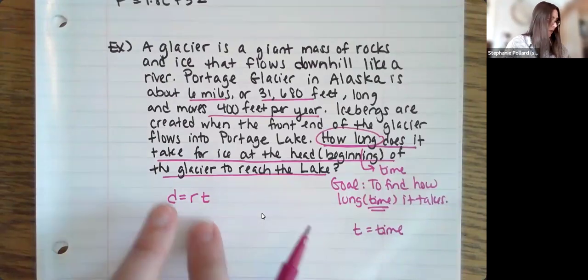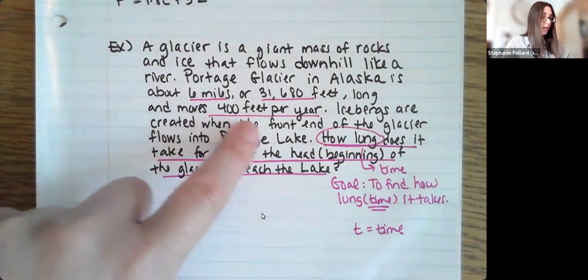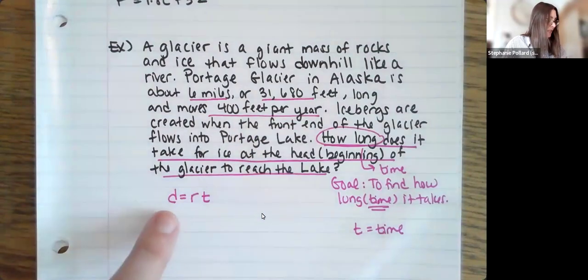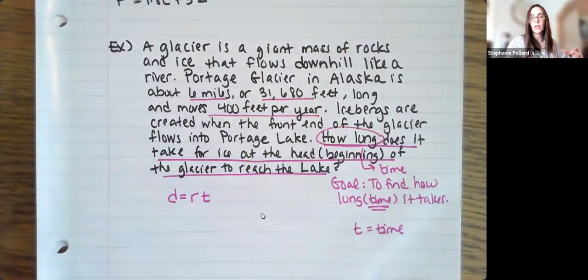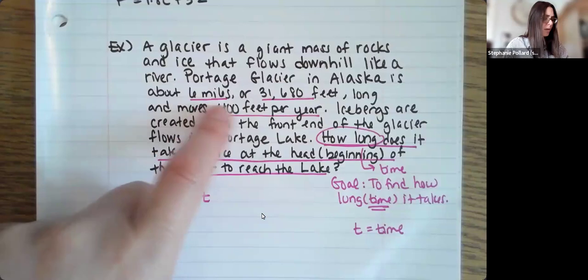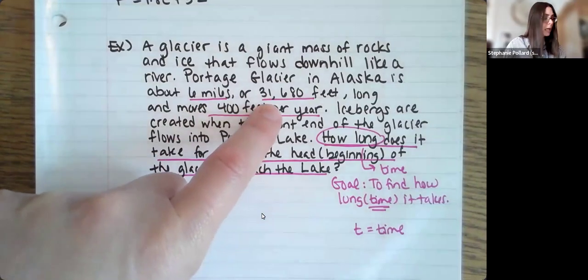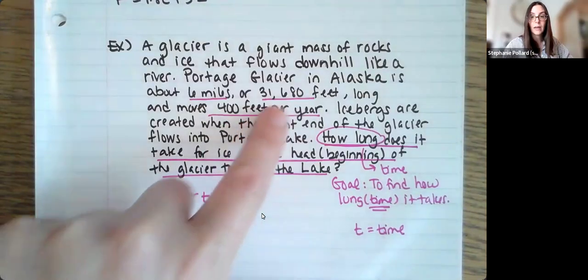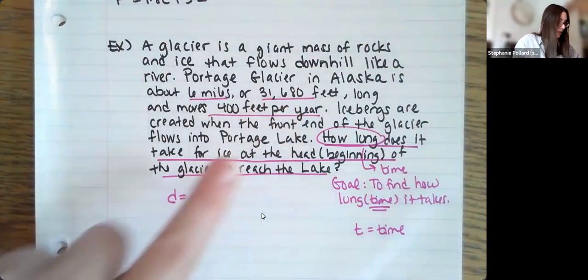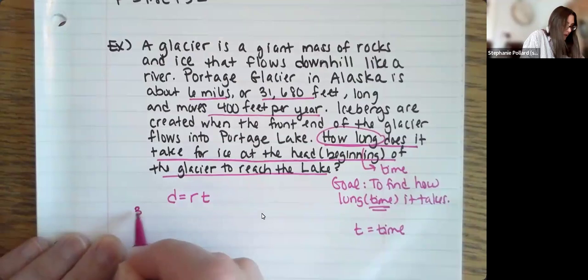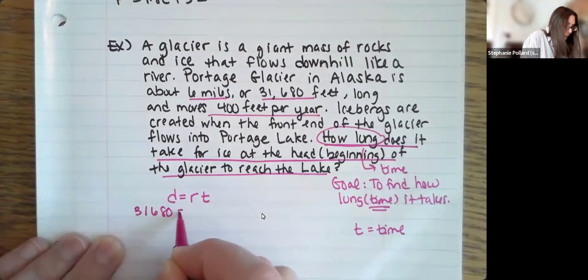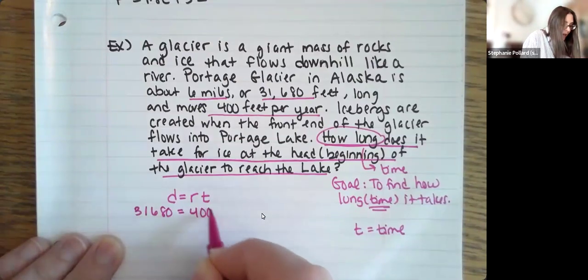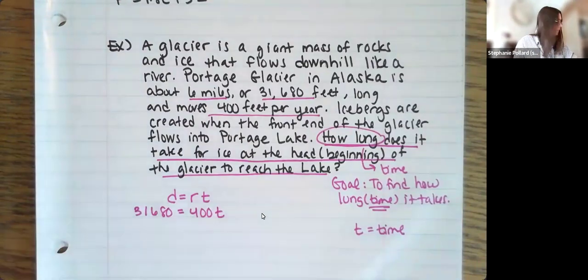Notice how the rate is given as feet per year. And then for the distance or the length of this glacier, for it to actually get from one end to the other all the way down into the lake, it's 6 miles or 31,680 feet long. Now you want your units to match. So I'm going to have to use the feet one so that it can match. So my distance here is the 31,680. My rate is the 400, and I do not know the time.